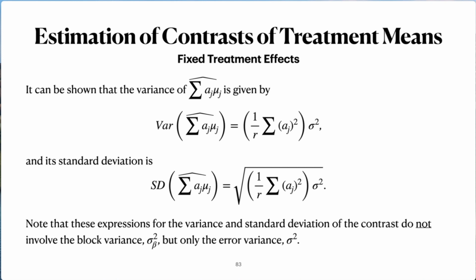Now, it can be shown that the variance of that point estimator is given by this expression. The variance of the estimator of the sum a sub j times mu sub j, j going from 1 to t, is equal to 1 over r, 1 over the number of replications, or the number of blocks, times the sum of the squared a sub j's, multiplied by sigma squared, which is the variance of the model error term. Once we have that expression for the variance, we can take the square root to get the formula for the standard deviation of this point estimator.